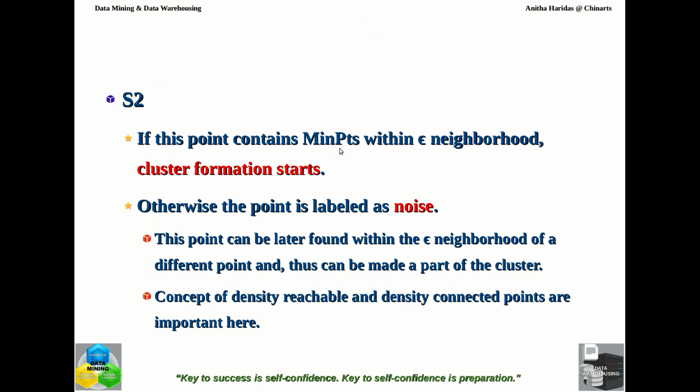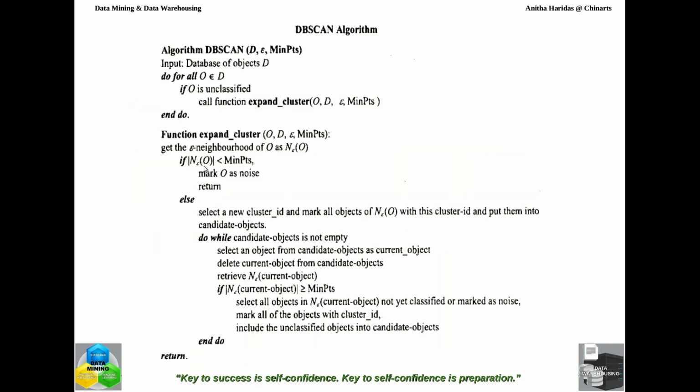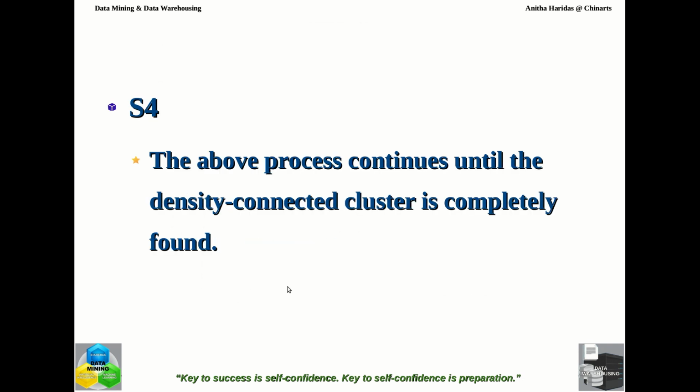If the point contains minimum points, we start the clustering, otherwise we mark it as noise. That means here the point contains less than minimum points. That is what we do here, right? So if it is less than minimum points, we mark it as noise, otherwise we start the clustering. So what we do, we create a new cluster ID and we mark all the objects of this particular neighborhood with this particular cluster ID, and if the candidate objects are not empty, we are going to again select an object, and for that object again we are going to put the neighbors. So that is what is said here.